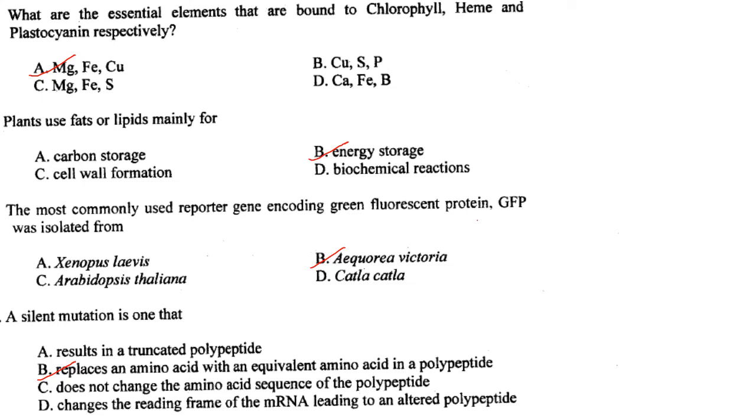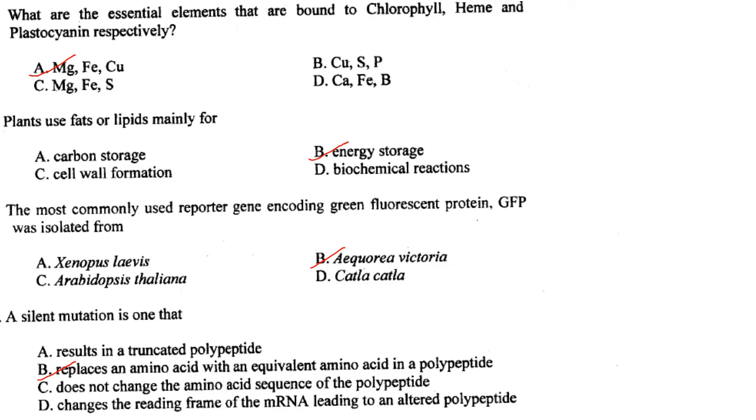Then plants use fats or lipids mainly for energy storage. Option B. The commonly used reporter gene encoding green fluorescent protein or GFP was isolated from Aequorea victoria. Answer is option B.